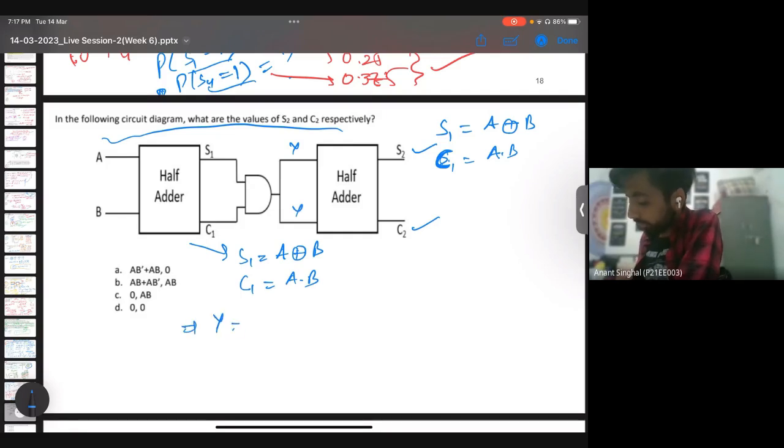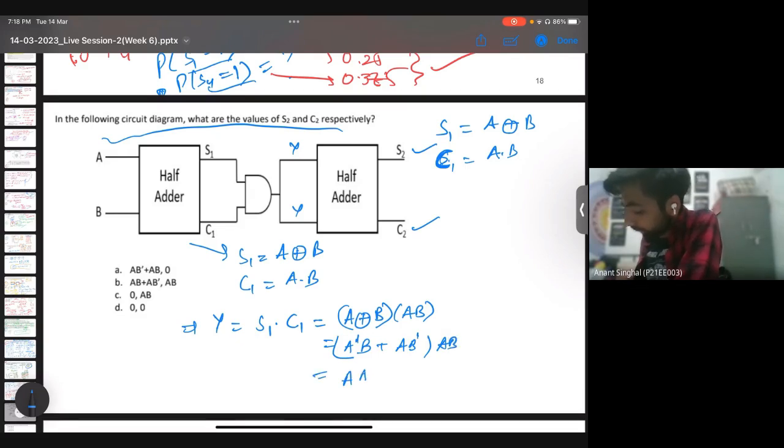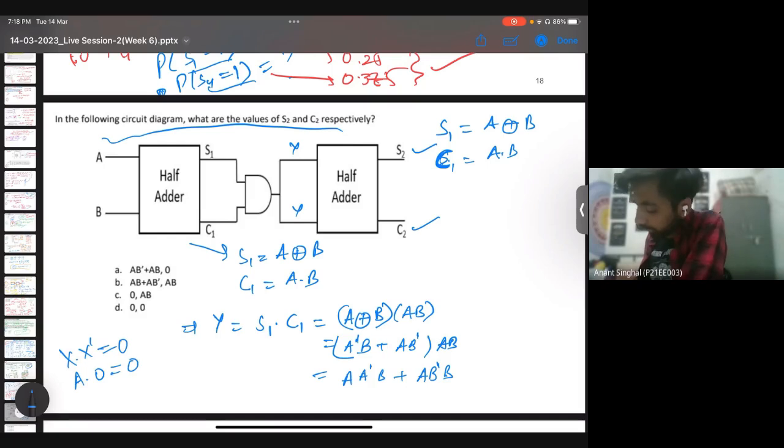So let me calculate Y. Y is nothing but S1 into C1, which is (A XOR B) into AB. If I try to open it, this is nothing but (A bar B plus A B bar) into AB. If I try to further open it, it is A bar B into AB plus A B bar into AB. We know that x into x bar is nothing but 0, and 0 multiplied with any variable is 0. So A bar into A is 0, into B will be 0, and then again 0 plus 0 will be 0.